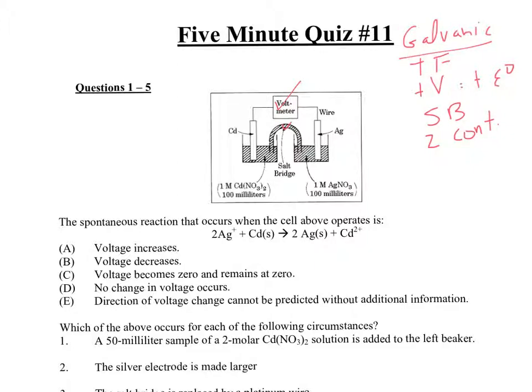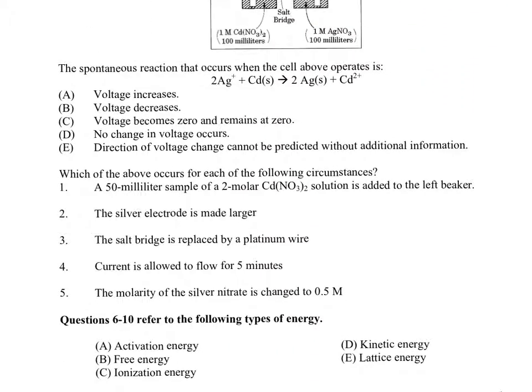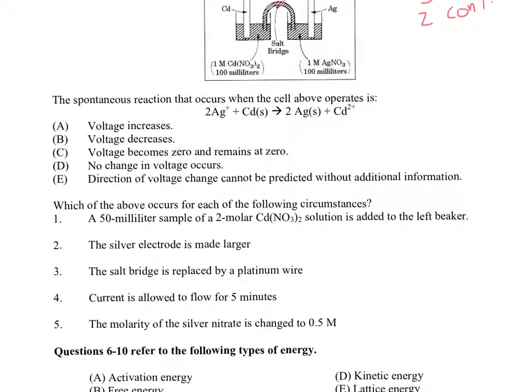Oh, that confused me for a second. All right, these are the conditions. That makes a little more sense. That kind of confused me. A 50 milliliter sample of a 2 molar cadmium nitrate is added to the beaker to the left.